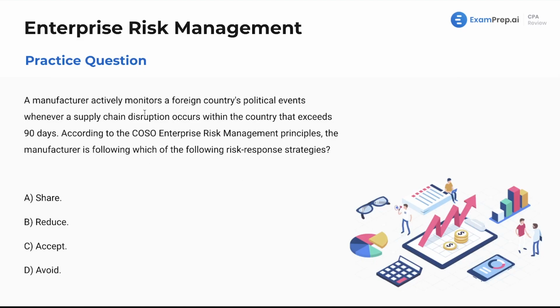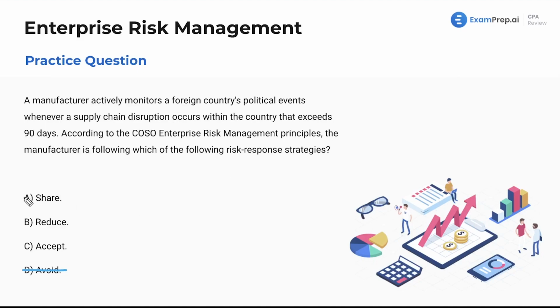Okay, well, we're actively monitoring the political events. Are we getting out of that country? Are we abandoning that country? Doesn't look like it. Doesn't seem to be the case, so I would cross out avoidance. Are we getting any sort of insurance policy, or are we doing anything to put some of that risk on another party?